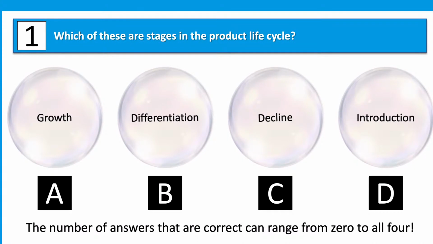Thank you very much. So question number 1 on the bubble quiz: which of these are stages in the product life cycle? Growth, differentiation, decline, and introduction. So the number of correct answers can range between 0 and 4. Pop your answers in the chat window, please, and we'll have a look.